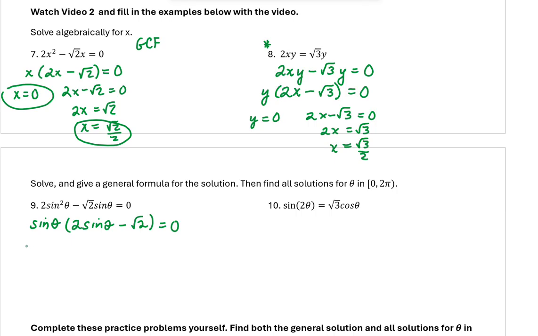Now I have sine theta out here, set that equal to 0, and then I have 2 sine theta minus square root 2 is equal to 0. I would add root 2 and then divide by 2, so I get sine of theta is equal to square root 2 divided by 2, just like above. Now I'm going to continue with the trig, so I have to remember where sine was 0.